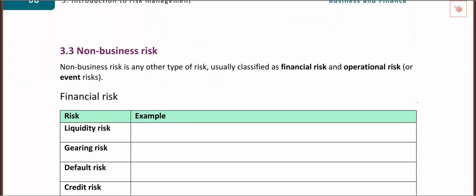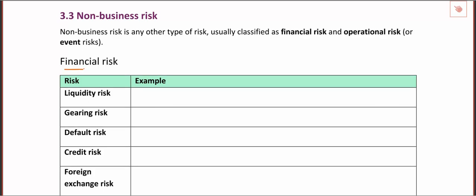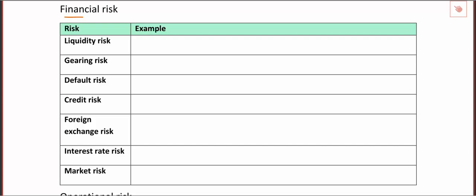Okay, over the page then, we move on to those non-business risk areas. And like I said, we're going to split those between financial and operational. So we'll run through a few of these as well. So first up, we've got liquidity risk.